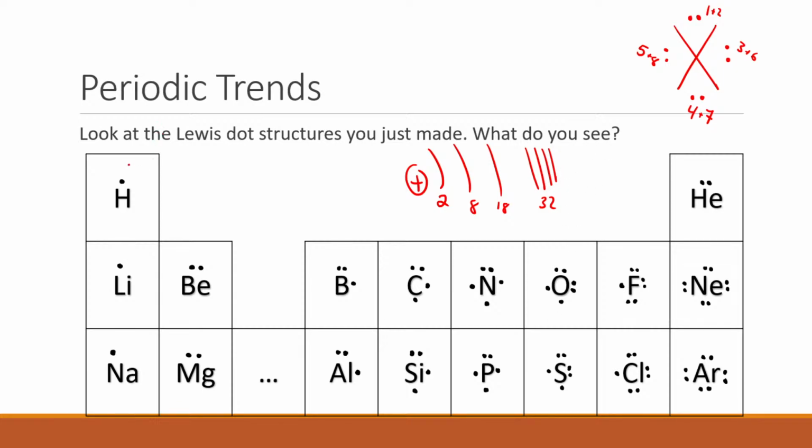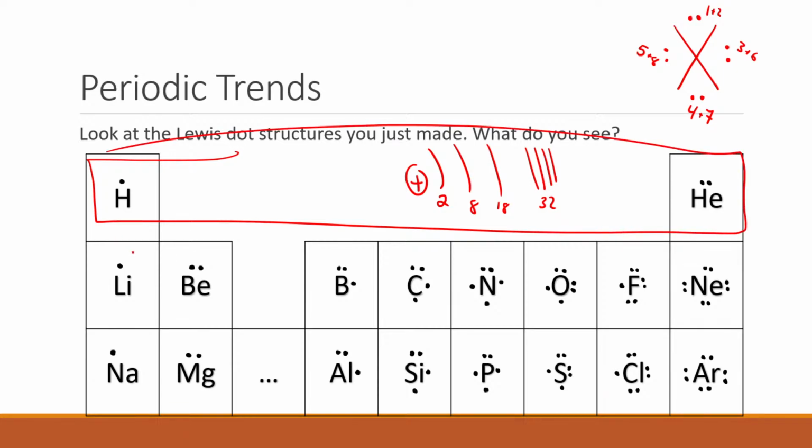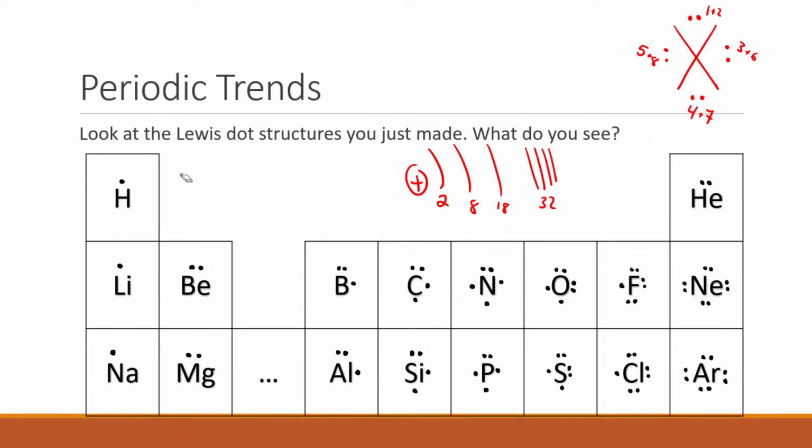Right? This is the last pattern that we see. Each row refers to a specific shell. The first row has the valence shell. The outermost shell is the first shell. The second row starts to fill up the second shell. The third row starts to fill up the third shell. Fourth, fifth, sixth, seventh, as we go down, each row represents a new shell being added to the atom.